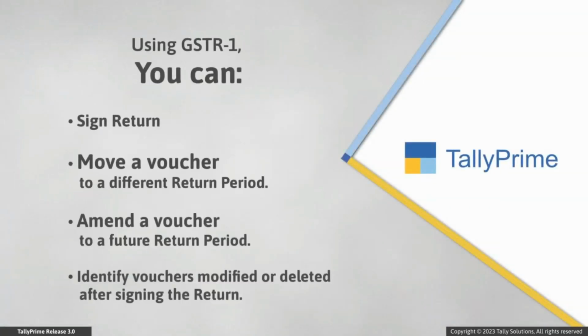As you saw, you can do all the return related activities such as signing return, moving a voucher to a different return period. You can amend the vouchers after signing so that you can include those in the future return period. And if you have modified or deleted vouchers after exporting, then TallyPrime ensures that you can identify such vouchers and export with delete request or modifications as needed.